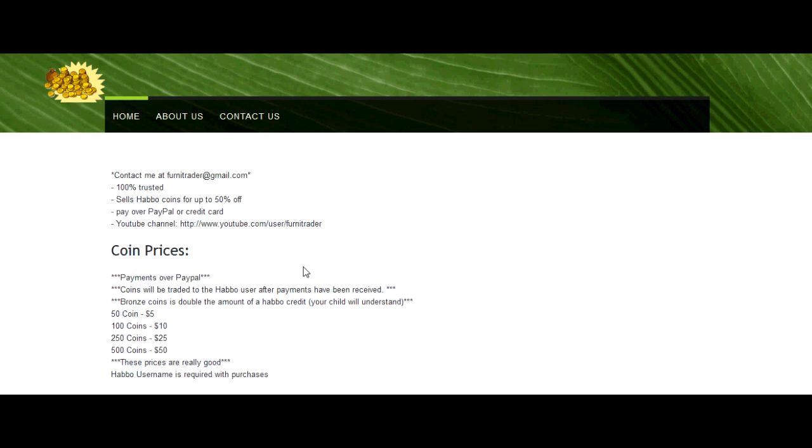I kind of messed up on the prices. Well, not kind of, but I really messed up on the prices. Unfortunately, I was comparing them to the Habbo credits that actually sell on the Habbo website, so that wasn't the smartest idea, but I'm sorry about that. Anyway, I did my research, and other websites sell them for $7 to $10, and that's for a GB. And I'm selling my 50 bronze coins, which is more than a GB, for $5.